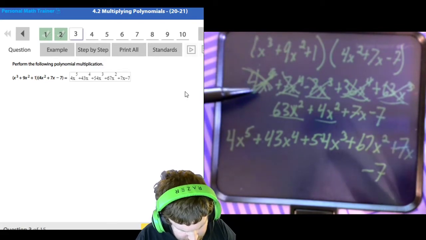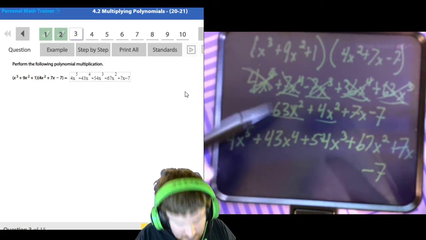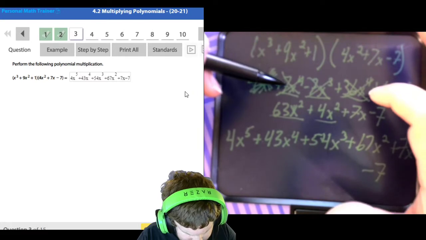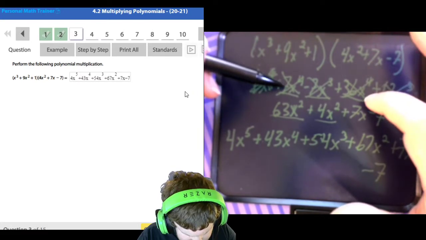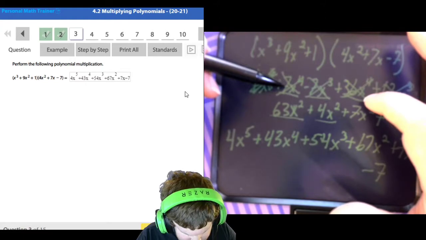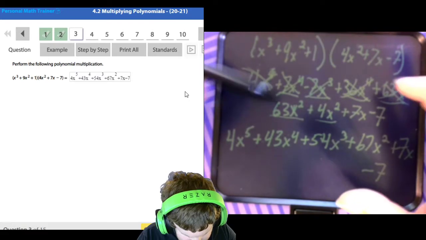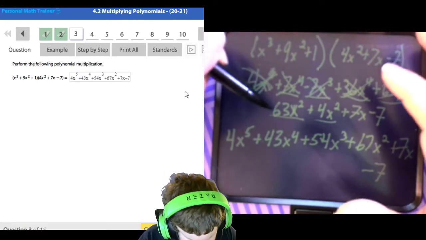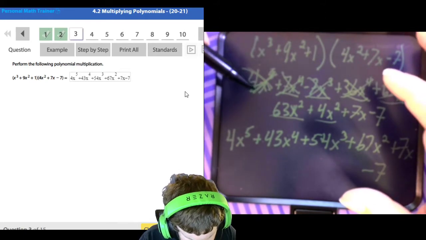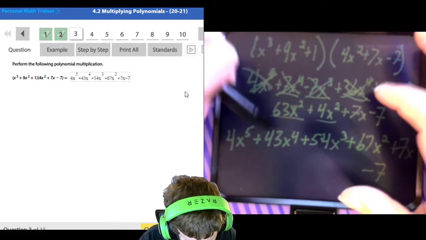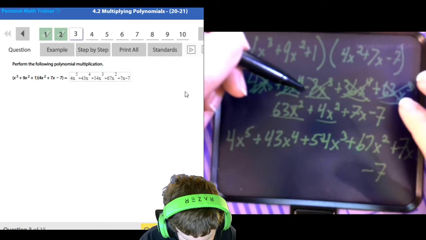Okay, so 4x to the fifth, here's my fourths. Yeah, I'm not sure where our mistake is here. So x to the fifth, x to the fourth is 7 and 36 is 43. 63 minus 7.